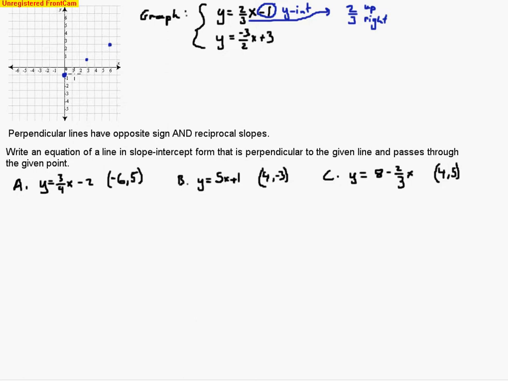We could also go the other way. We could end up going down 2 and left 3 because two negatives make a positive. So down 2 spaces, left 3. And that gives us a bunch of points to be able to draw a nice line through. So we'll go ahead and do that. Let's take a look at the next line.